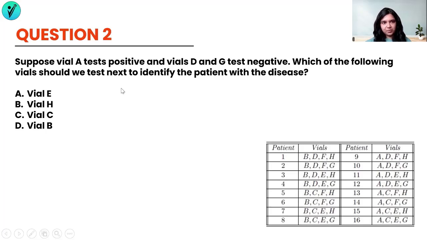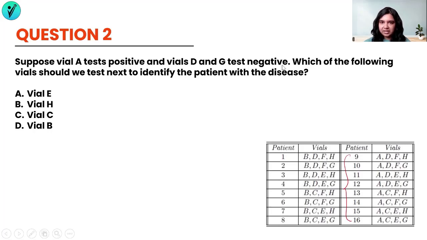Let's take a look at question 2 now. Suppose vial A tests positive. So clearly, if vial A tests positive, we are looking at all patients from 9 through 16. And if A is positive, we know that B cannot be positive because it has to go complementary. So there's nothing that has A and B together. That means our patients could be one among 9 to 16.